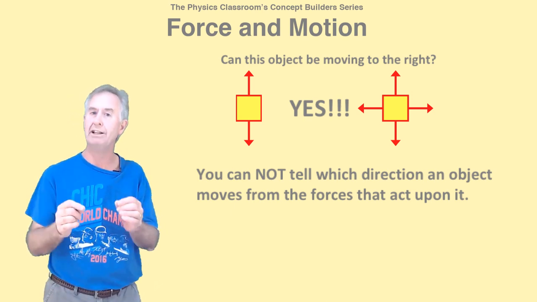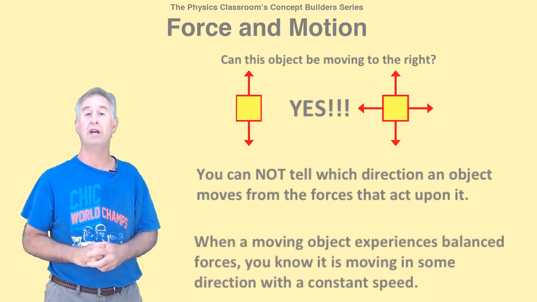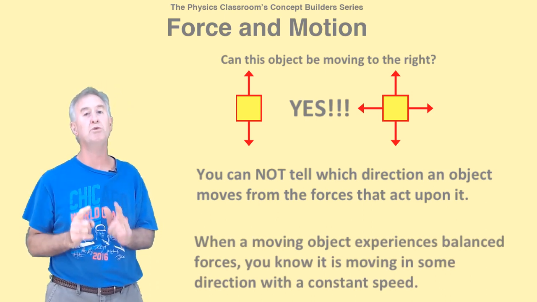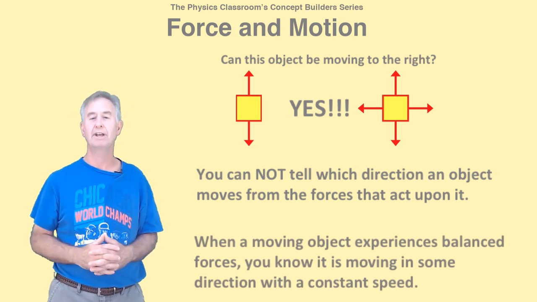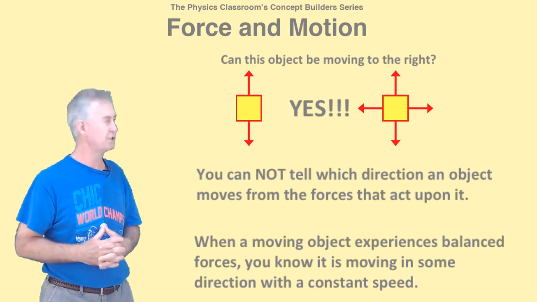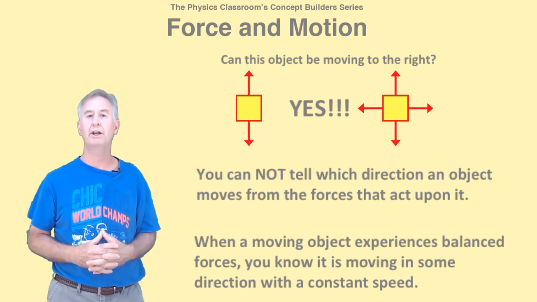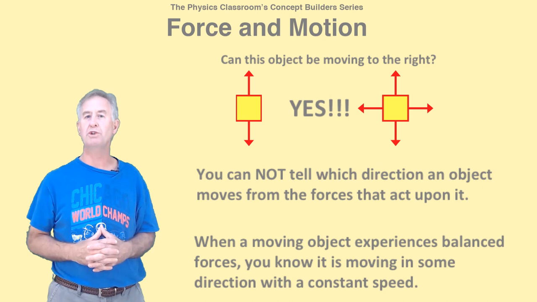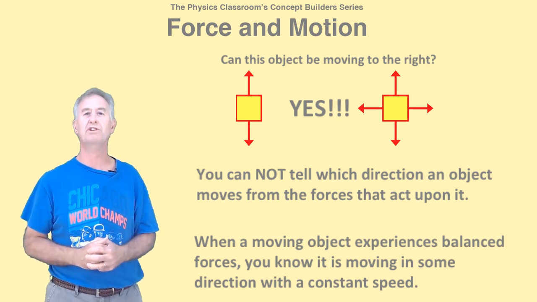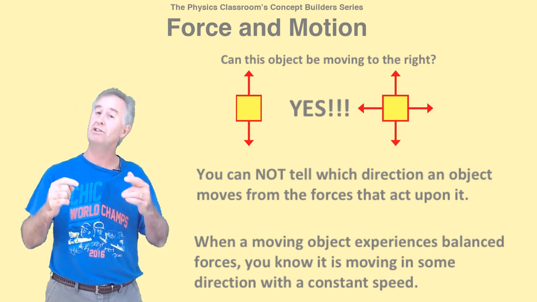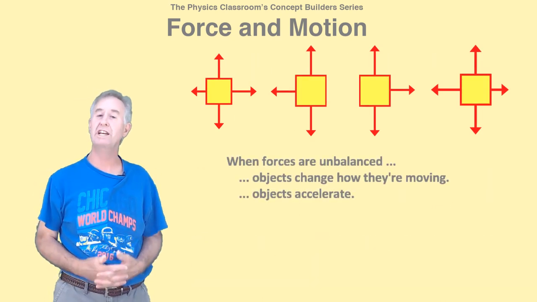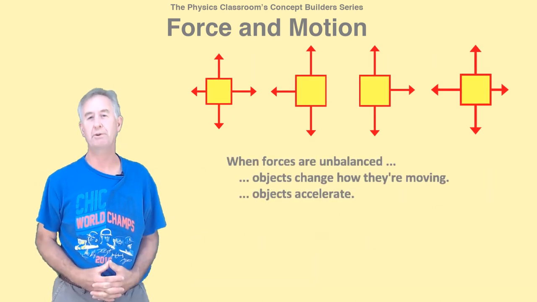And when you see a balance of forces on a moving object, you know it will continue moving with a constant speed. There doesn't need to be a force to the right for it to move to the right. Once an object is in motion, it will continue in motion with the same speed and direction as long as the forces are balanced. Unbalanced forces cause a change in motion, an acceleration.